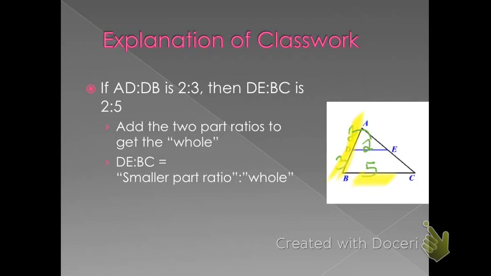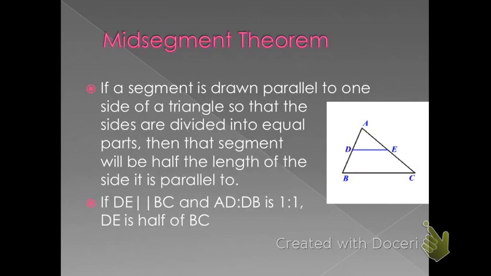So if I want to talk about the ratio of those two, the whole-to-whole pieces, I'm going to take the part-to-part, add those two up. So 2 plus 3 is 5. And then I take that smaller ratio from the part and make it the ratio of DE, and the whole becomes those two numbers added together. Little confusing, I know. So please make sure you ask me to go over it in class if you need to. But the midsegment theorem goes even more specific than that.